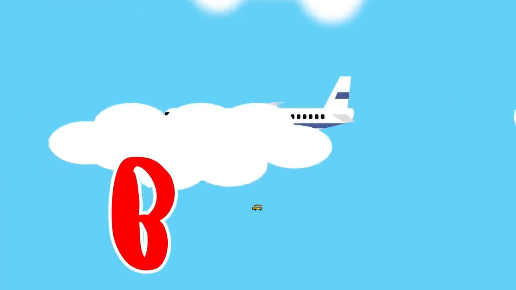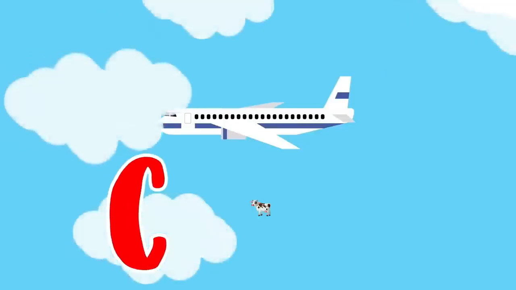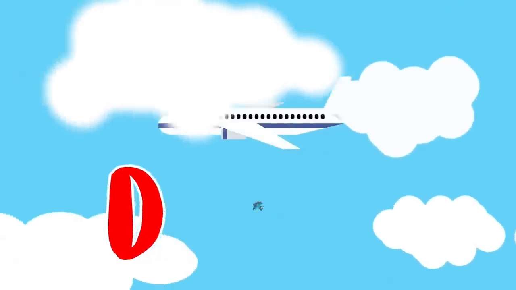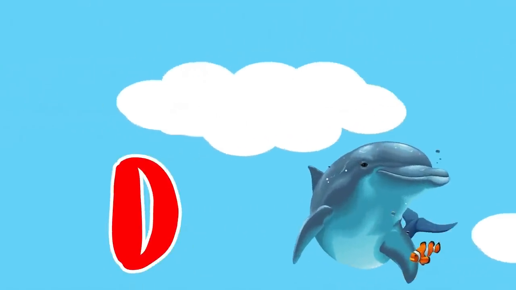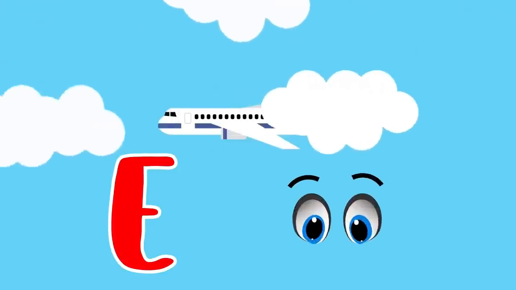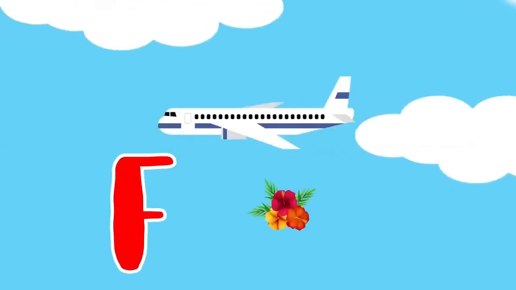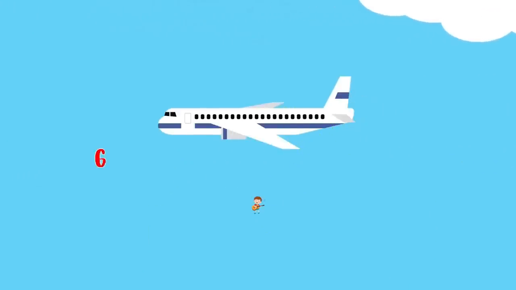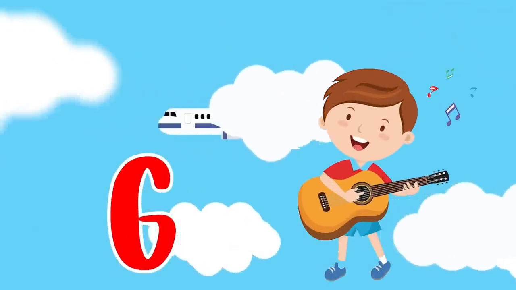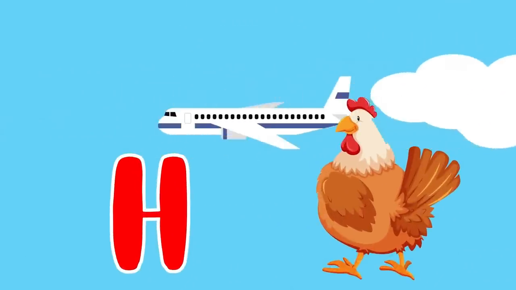B for bus. C for cow. D for dolphin. E for eyes. F for flower. G for guitar. H for hen.